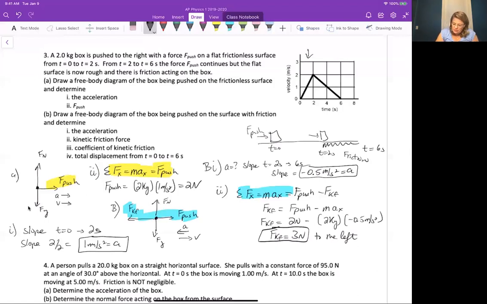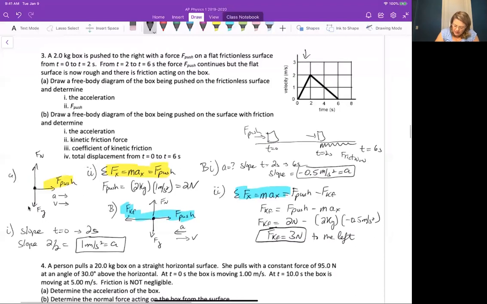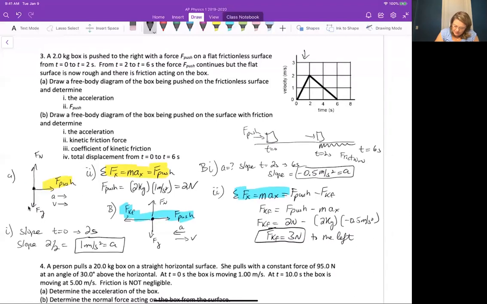Coefficient of kinetic friction. Well, what's the definition of kinetic friction? Now, this is B III. Mu k equals question mark. Well, force of kinetic friction by definition is mu k times force normal. So I need to know what force normal is. Force normal in this case is equal to mass times acceleration due to gravity, because that's the only thing acting in the y direction. So force normal is equal to mg, and I can just solve for mu k directly.